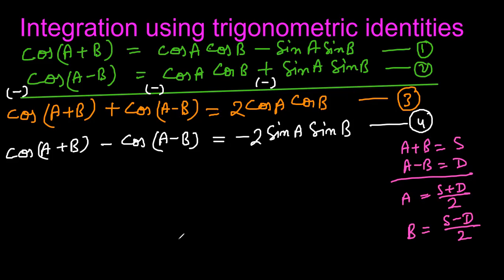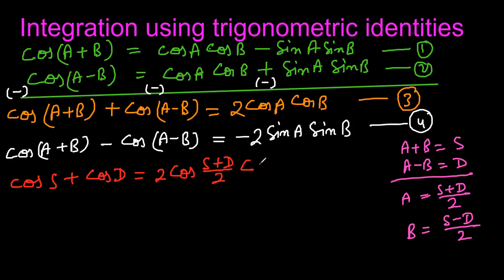And our equation finally, the next formula, you can say formula number 5, would look like cos of S plus cos of D is equal to 2 times cos of sum plus difference by 2, that is cos S plus D by 2, and again cos S minus D by 2.